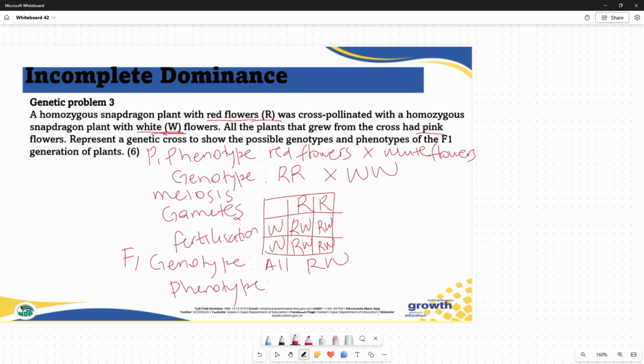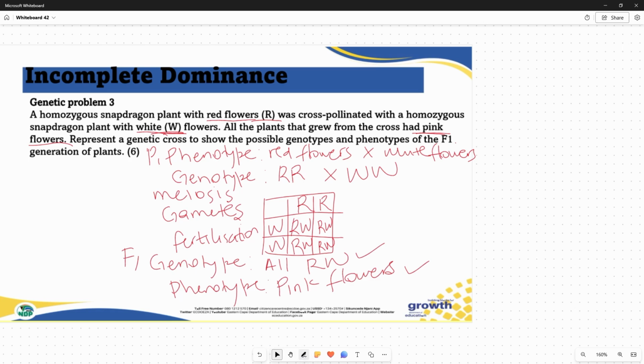Then phenotype, we have already been given the phenotype of the offspring from the cross, because it had said that all the plants that grew from the cross had pink flowers. So it means that this RW is the combination of the red and the white, which gives us pink flowers. So let's see if we have answered the question. The question was saying, represent a genetic cross to show the possible genotypes and phenotypes of the F1 generation plants. We have done that. Here is the genotype. All of them are RW, and the phenotype, all of them have pink flowers.